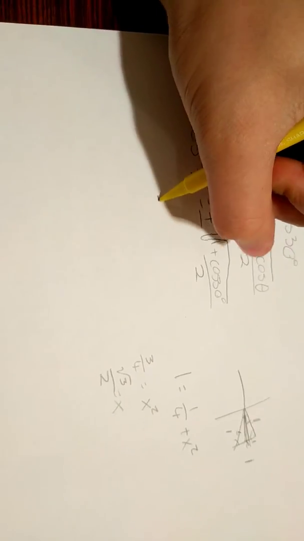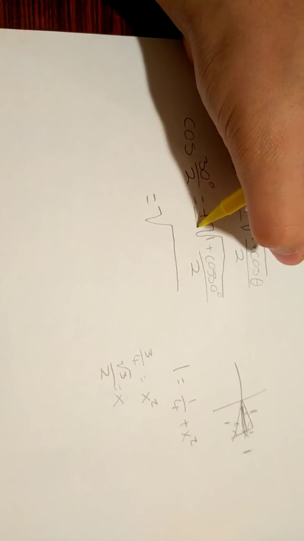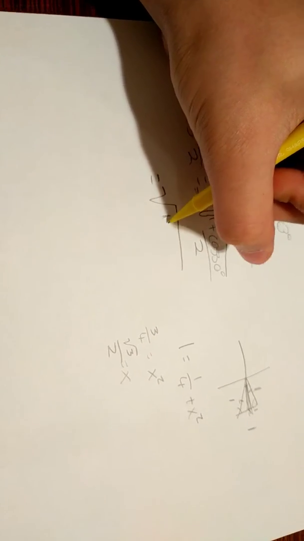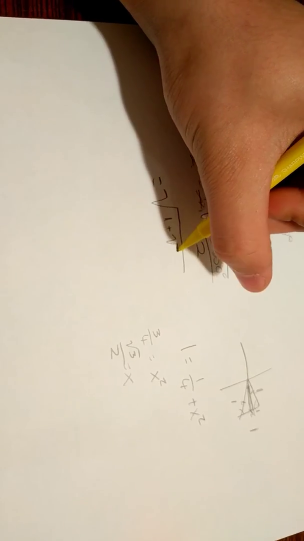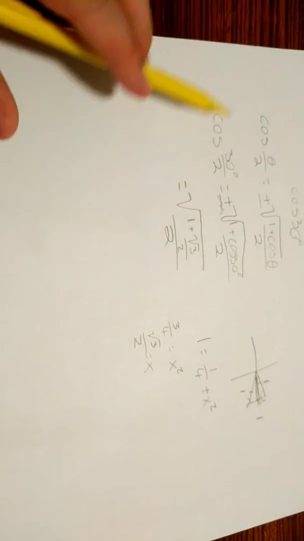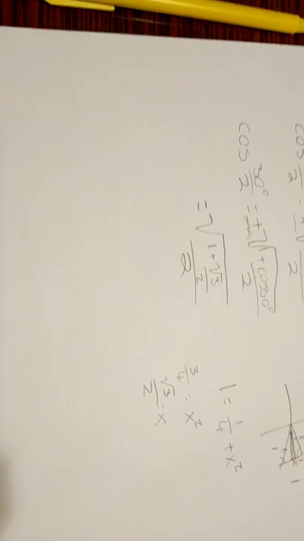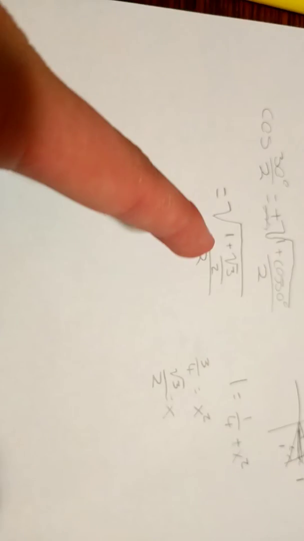So now this equation became, because we know it's positive, I can just get rid of this negative over here: the square root of 1 plus the square root of 3 over 2, divided by 2. And there you go, that's your answer. You could simplify it a bit more, maybe use a calculator if your teacher wants you to. But anyways, this basically is the answer.